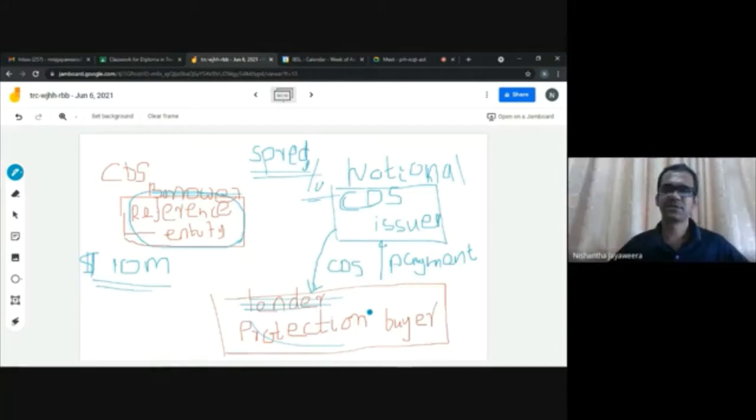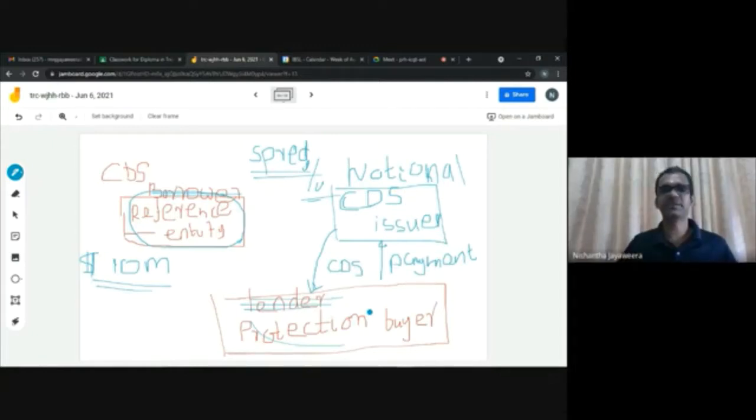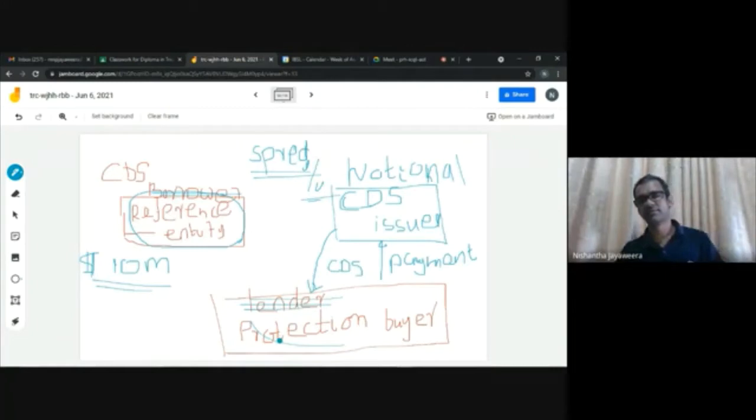Without having any exposure, is there any purpose of having a CDS? That's what I explained. This protection buyer expects the creditworthiness of this reference entity to deteriorate. So when the creditworthiness decreases, the spread increases, and he can sell it again and make a profit. Or even if this party goes bankrupt, based on the notional amount, the CDS issuer has to make a payment. So what the protection buyer basically does is speculate on the credit risk of the reference entity.